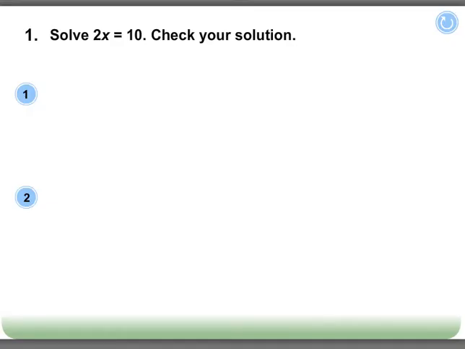Solve 2x equals 10. Check your solution. Now I think it's important to recognize right here that this is really saying 2 times x, but we don't have to have a dot or a little tiny x or anything to demonstrate that anymore. We now can read 2x equals 10 as 2 times x equals 10 and just know that that's what that means.